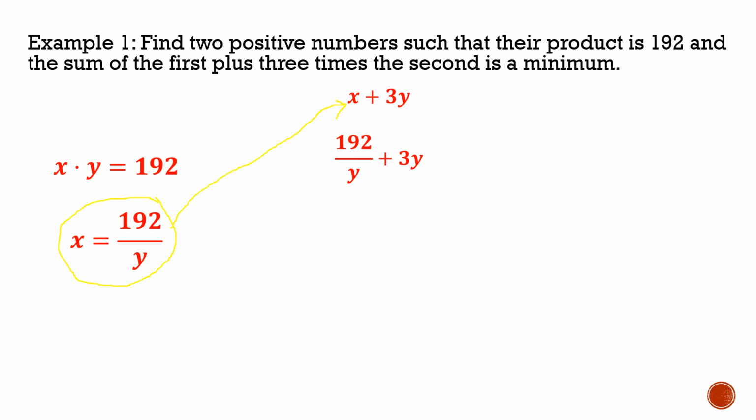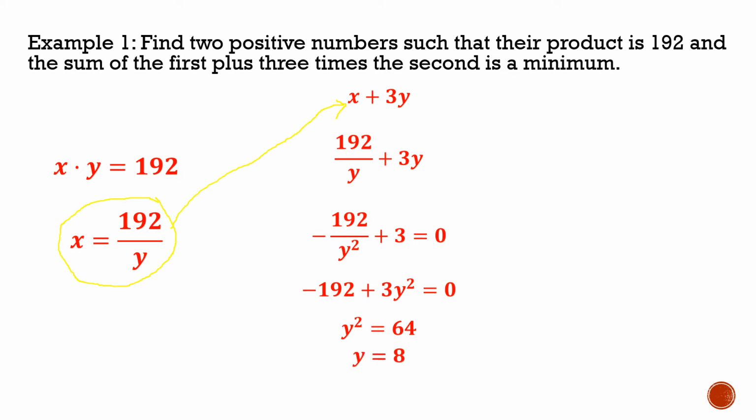Now to find out what makes it a minimum, I have to find my derivative and set it equal to 0. The derivative of 192 over y is negative 192 over y squared, and then the derivative of 3y is 3. So I have negative 192 over y squared plus 3 equals 0. I'm going to multiply the entire equation by y squared to get negative 192 plus 3y squared equals 0. I'm going to add 192 to both sides and divide by 3 to get y squared equals 64, which tells me that y must be 8.